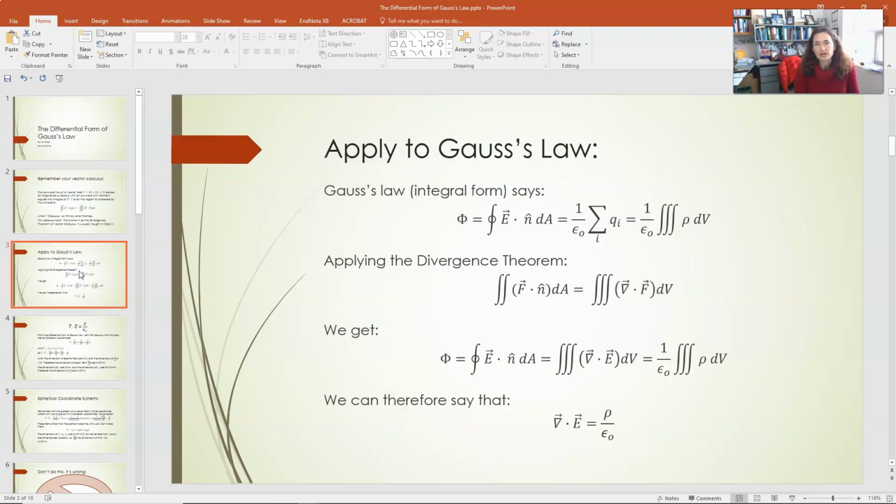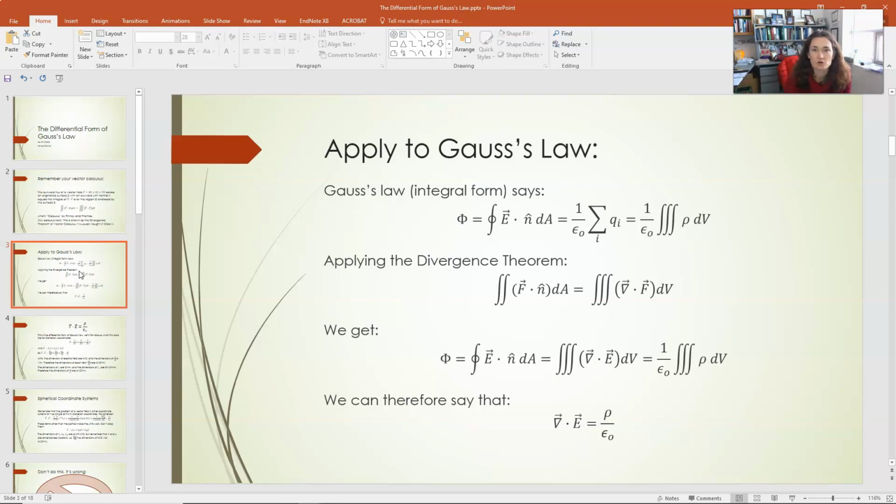So let's look at our integral form of Gauss's law. All right? The integral form of Gauss's law says that the electric flux phi is equal to the integral over the closed surface of E dot n hat dA. Now here, E is the electric field. N hat is the surface normal to your Gaussian surface, and dA is integrating over the area. And that's equal to the enclosed charge divided by epsilon naught.